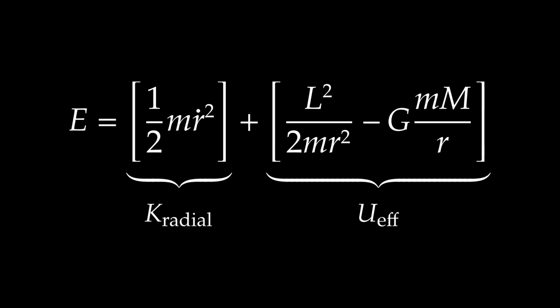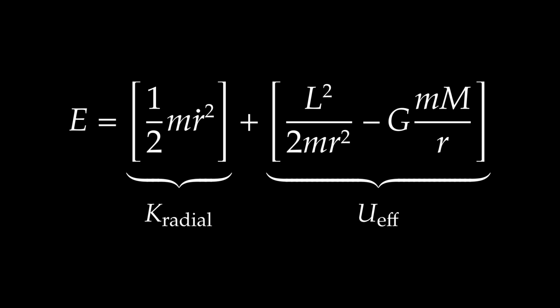I call this term here the radial kinetic energy. It's the kinetic energy associated with only the radial motion. Please don't mistake it for the total kinetic energy, it's not. The total kinetic energy is still 1/2 mv squared. But there's a kind of radial kinetic energy plus a potential energy that depends only on r.